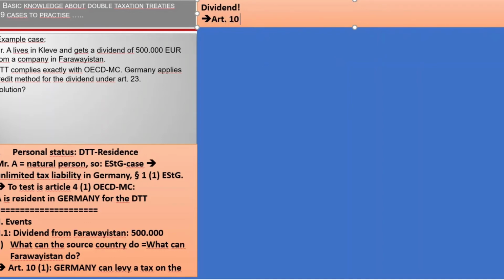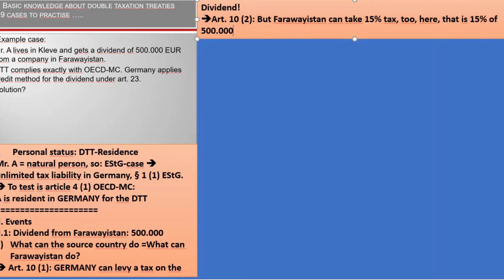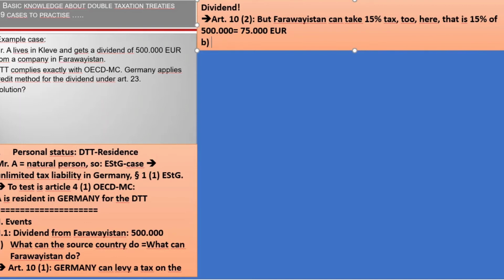Article 10.2, but Far Western can take 15% tax here, that is 15% of 500,000, that is, oh my god, 75,000 euro. I hope at least. Now, question number B. How must the residence state, Germany, react to the fact that Far Western has the right to levy a tax?